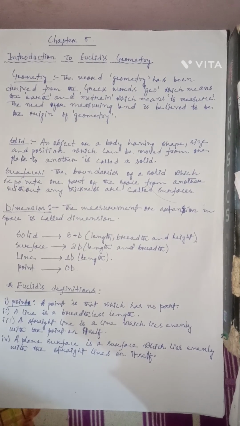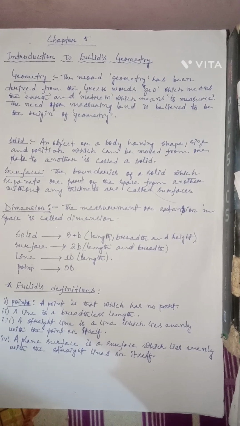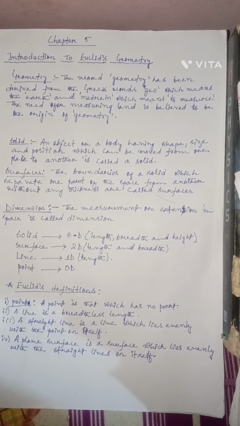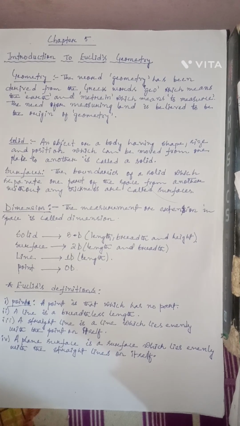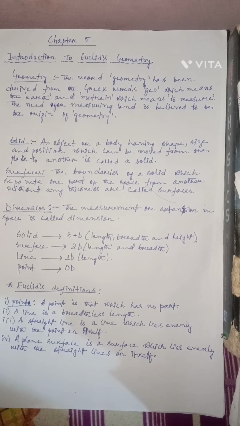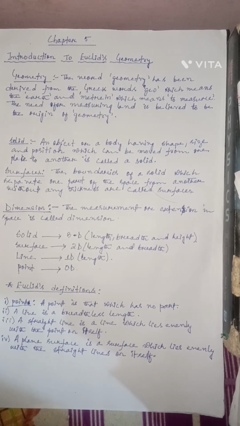Means, how can we define a point? Let us take one single dot, and from that we can see that it has no part, or we cannot extend it in any direction, as it has 0 dimensions. Thus, we will say a point has no part.